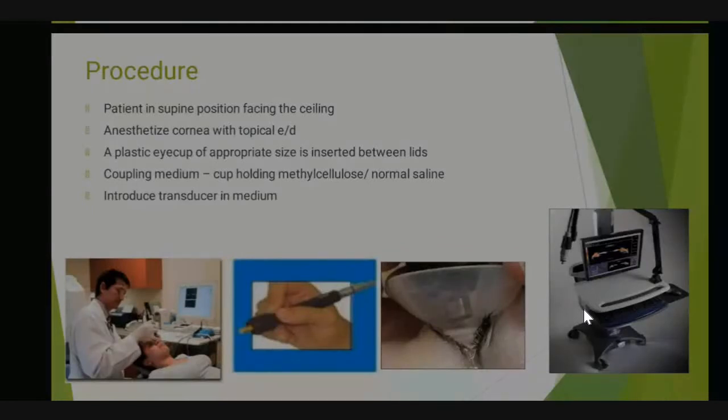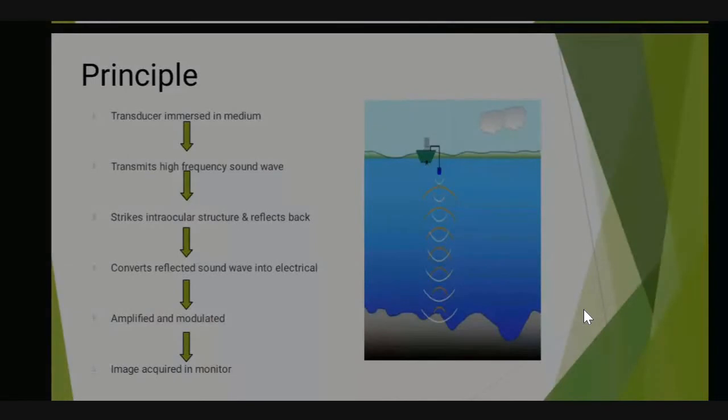So then we introduce the probe, which is used for scanning the images. The basic principle of UBM is the same as ultrasound. We immerse a transducer in the medium, which is nothing but normal saline. It transmits high frequency sound waves, which strike the ocular structures and revert back. The reverted waves are converted into electrical signals, which are amplified and converted into the images which we acquire on the screen. The UBM principle is the same as the ultrasound principle.